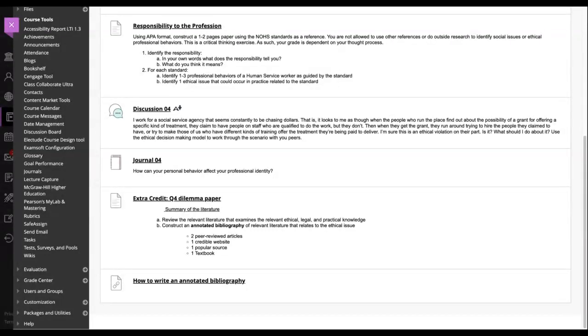Now, I haven't graded the extra credit yet. I just haven't gotten to it, unfortunately, guys. Hopefully I'll get at least the first question done this week. However, this one is a little bit bigger. So you have to review any of that and then construct an annotated bibliography. If you don't know what an annotated bibliography is, I linked an article, write an annotated bibliography, right below, so that way you can click on that and read it over.